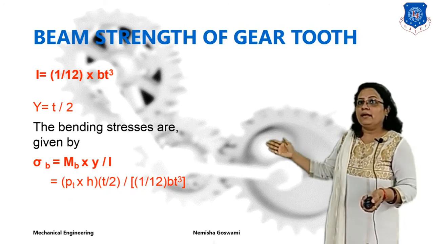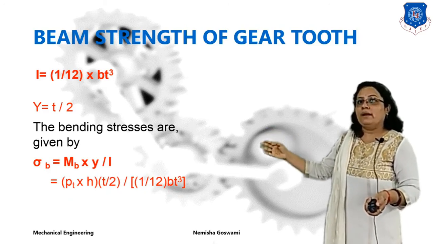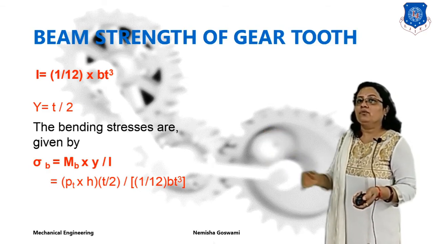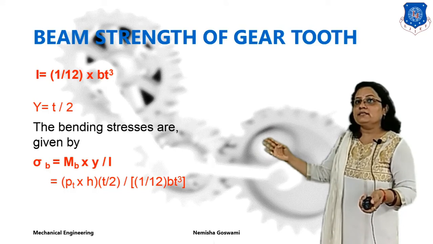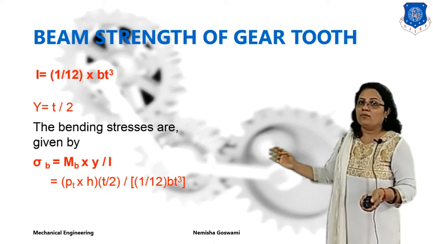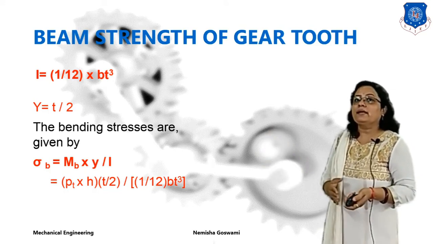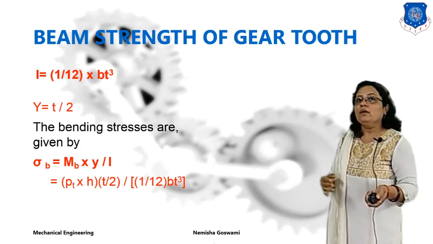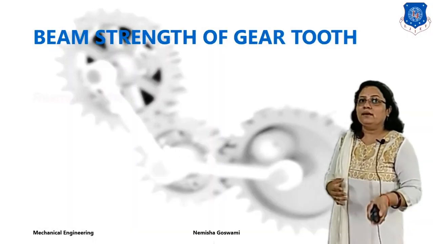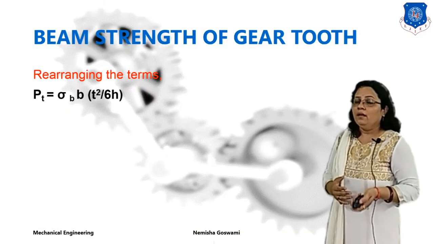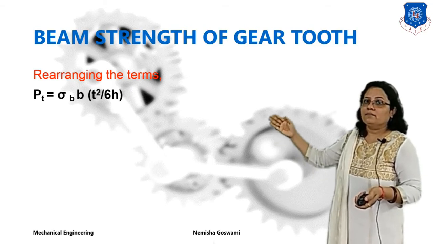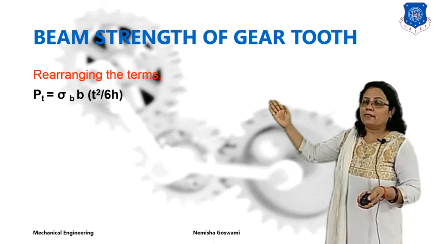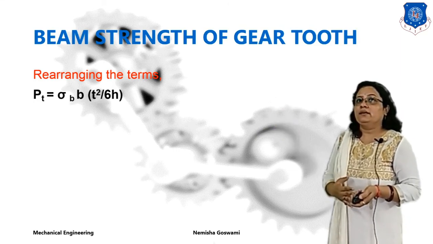Now, what is the bending moment? The bending moment is your tangential load multiplied by height, so this is equal to PT into H. Small y is equal to T divided by 2, half of your thickness, and I is equal to 1 by 12 of B T cubed. By solving this equation or rearranging the parameters, we will get the tangential load in terms of bending stress. So PT is equal to sigma B into B multiplied by T squared divided by 6H.